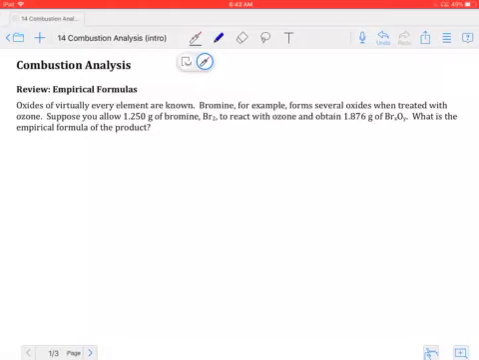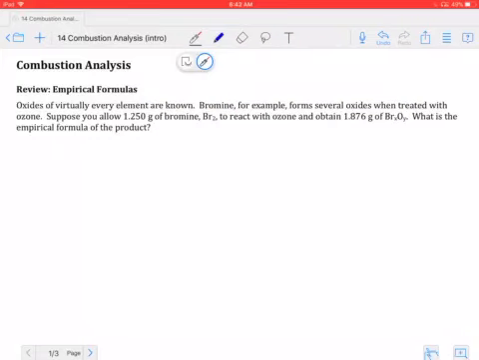Video, we're going to talk about combustion analysis. And combustion analysis is just an analytical technique that we use to determine the composition of a hydrocarbon. So we're basically going to take an unknown composition hydrocarbon sample, we're going to burn it in oxygen, and then use the masses of the products to come back and figure out the formula of that original hydrocarbon.